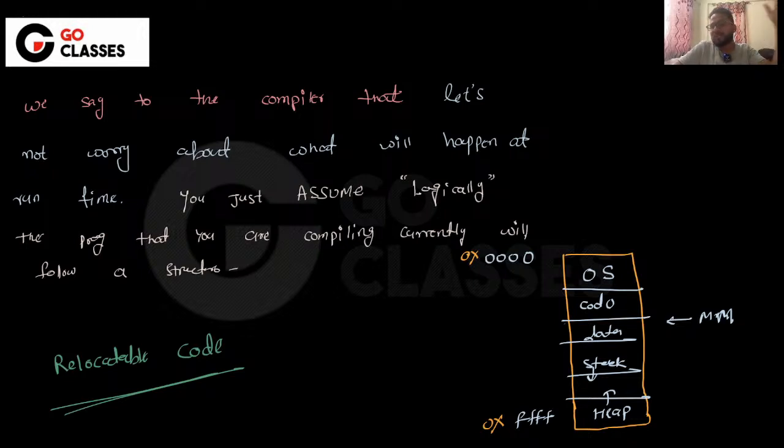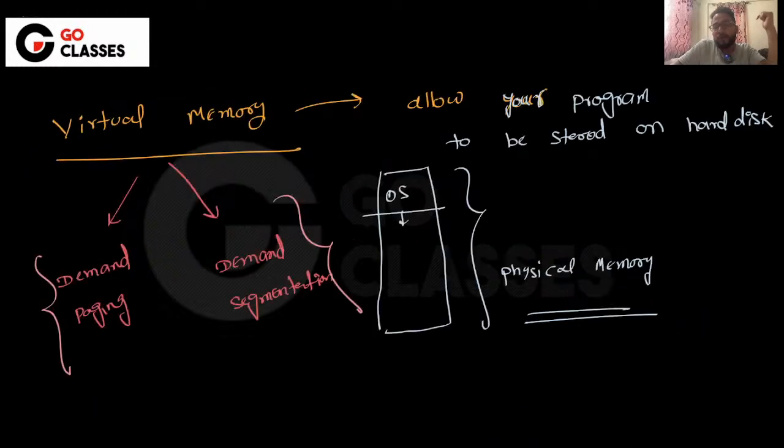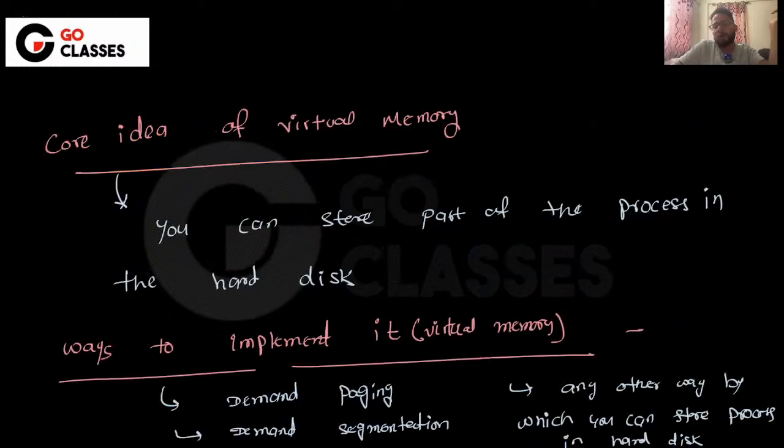So if I'm saying just logical memory, then it means that I'm not implicitly allowing you to store the program in the hard disk. If I'm saying virtual memory, then only I'm saying it. And how to implement this virtual memory? Maybe using demand paging, maybe using demand segmentation, or maybe some other way by which you can store your process in the hard disk. So that's the difference between virtual memory and logical memory, right? I hope that is clear to everyone.